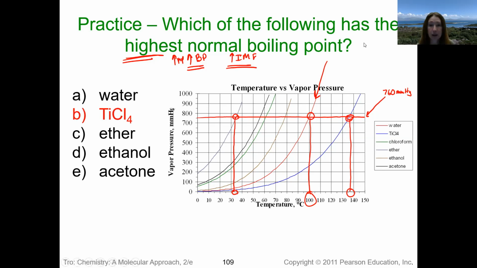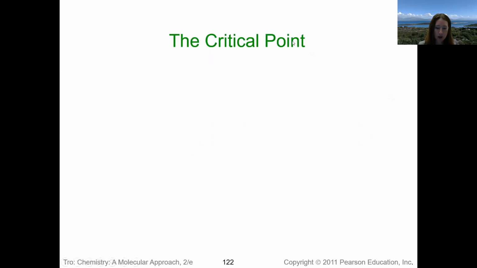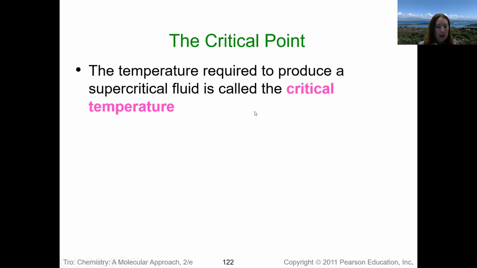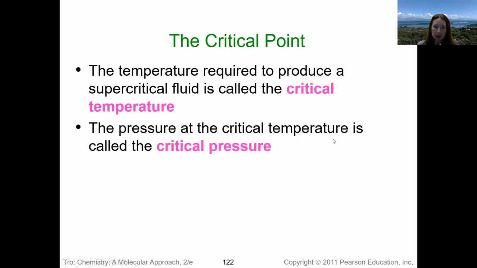Okay, the last thing we're going to talk about today are phase changes. So we're going to be going from liquids, solids, gases, and vice versa. So quickly, we're going to talk about the critical point, which is actually pretty cool. The temperature required to produce a supercritical fluid is called the critical point. This is like when the line between liquid and gas gets blurred. It's neither a liquid nor a gas. We call it a supercritical fluid. We've probably never talked about that before.